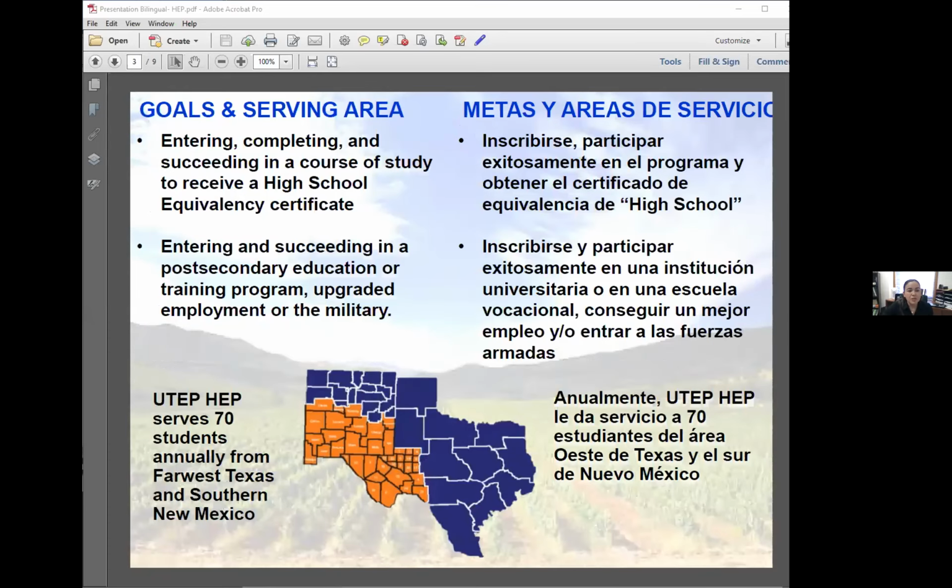We have two goals. Our main goal is for our students entering, completing, and succeeding in a course of study to receive their high school equivalency certificate. With the purpose of entering and succeeding in the post-secondary education, training program, upgraded employment, or the military career.